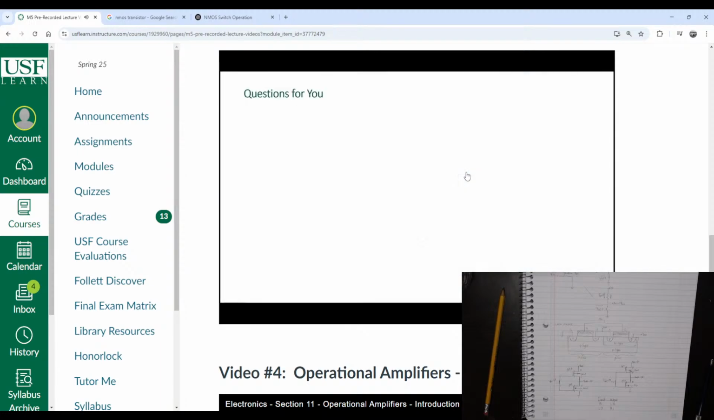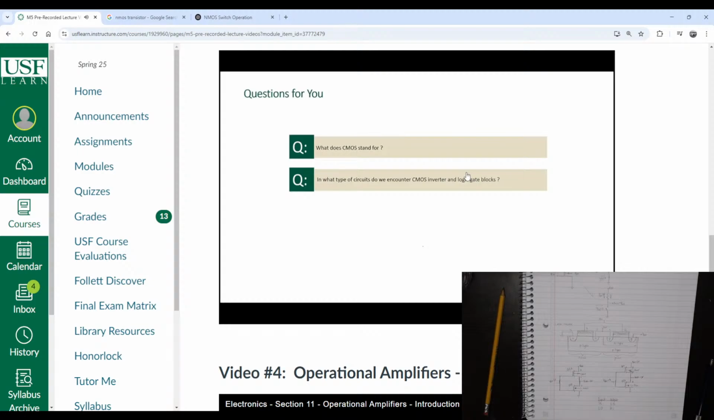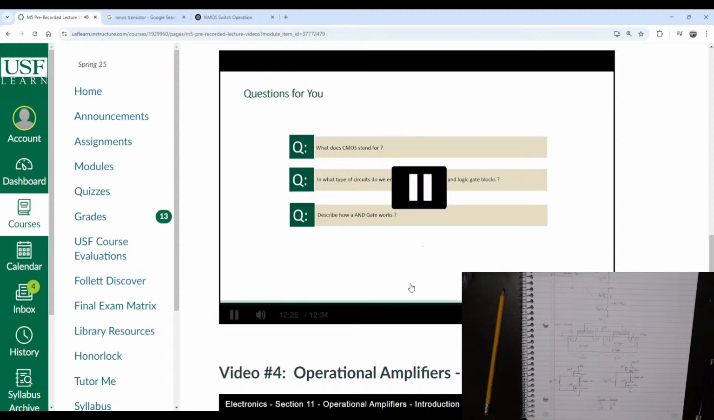Some questions for you now. What does the acronym CMOS stand for? In what type of circuits do we encounter CMOS inverters and logic gate blocks? And the last question is, describe how the AND gate works.